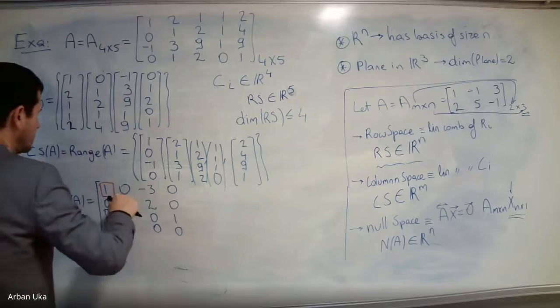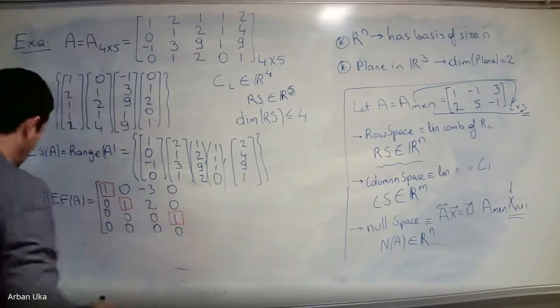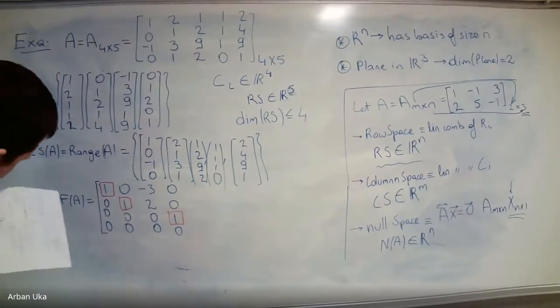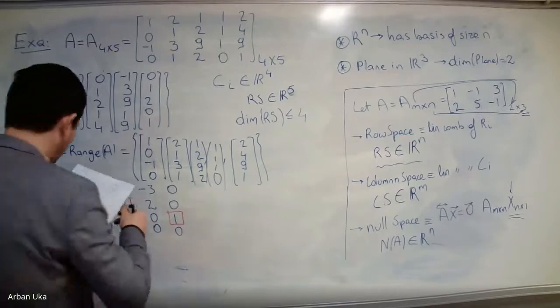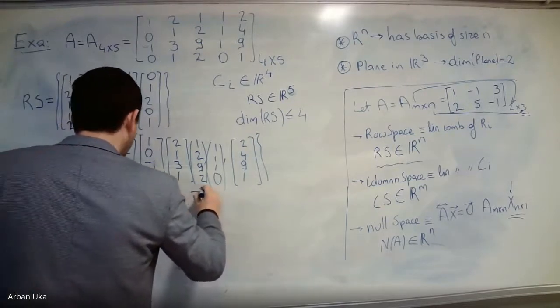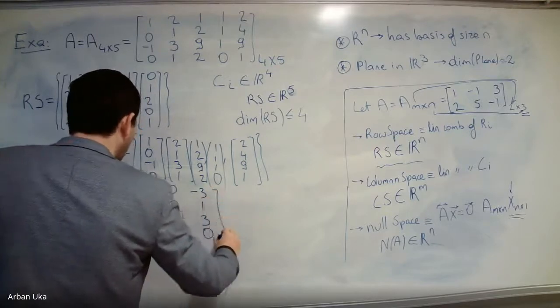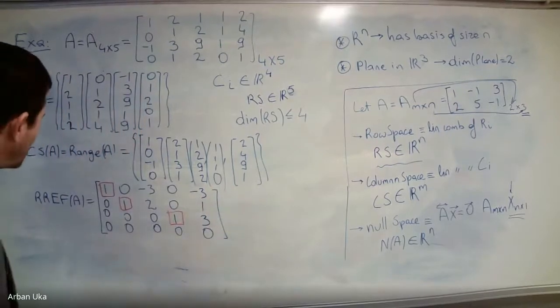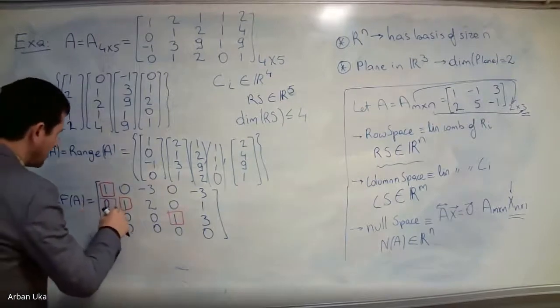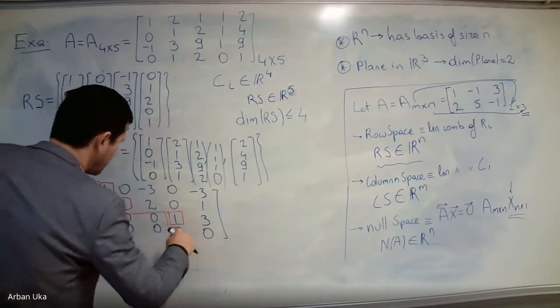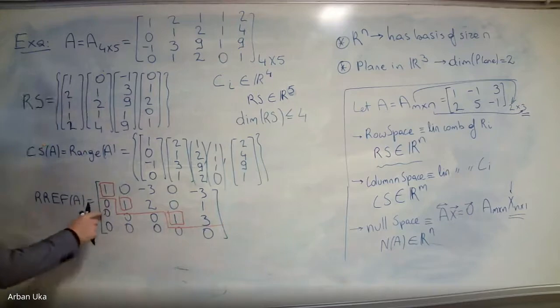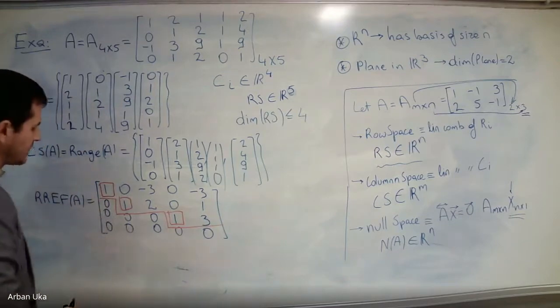So this is the leading one, and then we have here 0, 0, 1, then we have 3, minus 3, 1, 3, minus 3, 1, 3, 0. So this is the reduced row echelon form. Below the red line is all zeros.